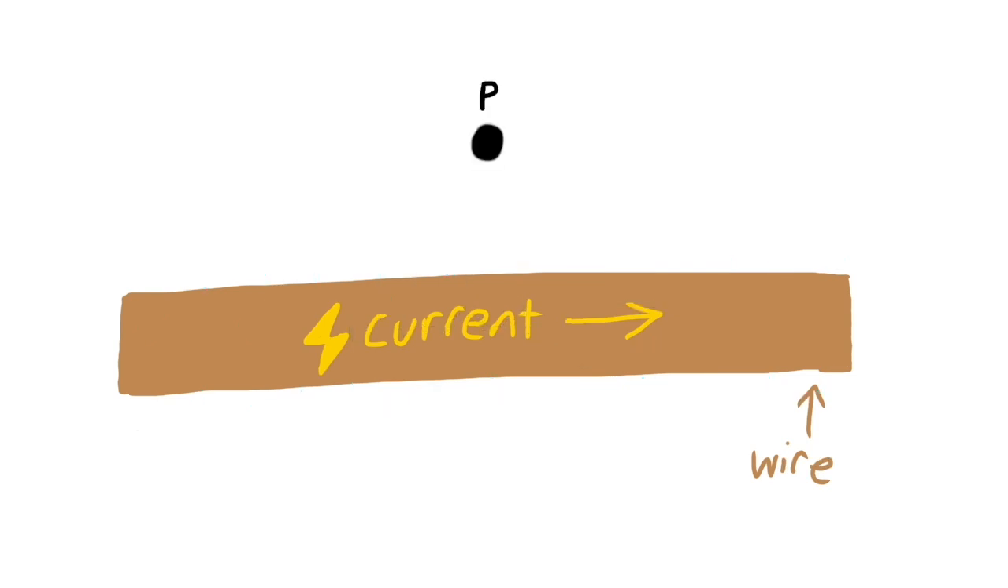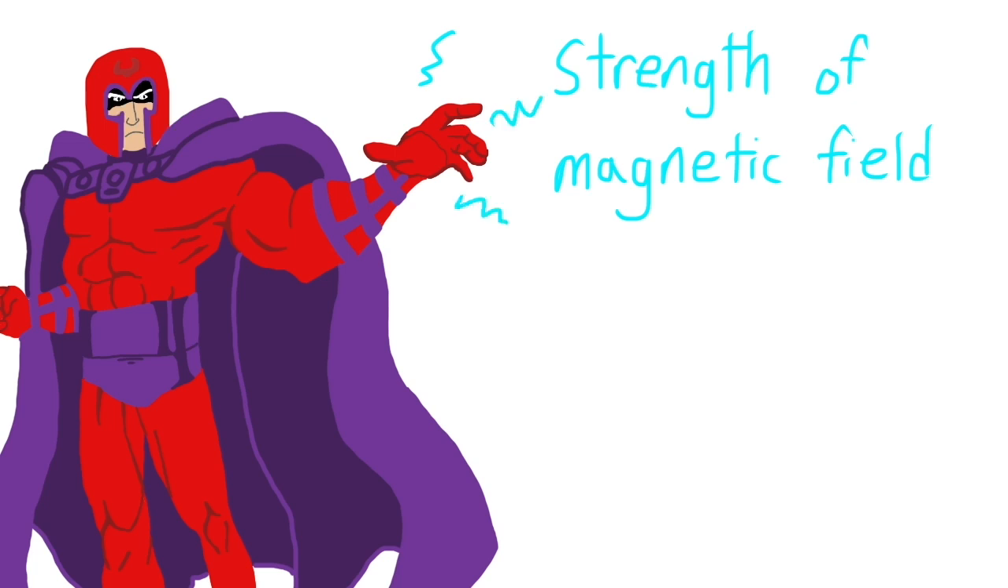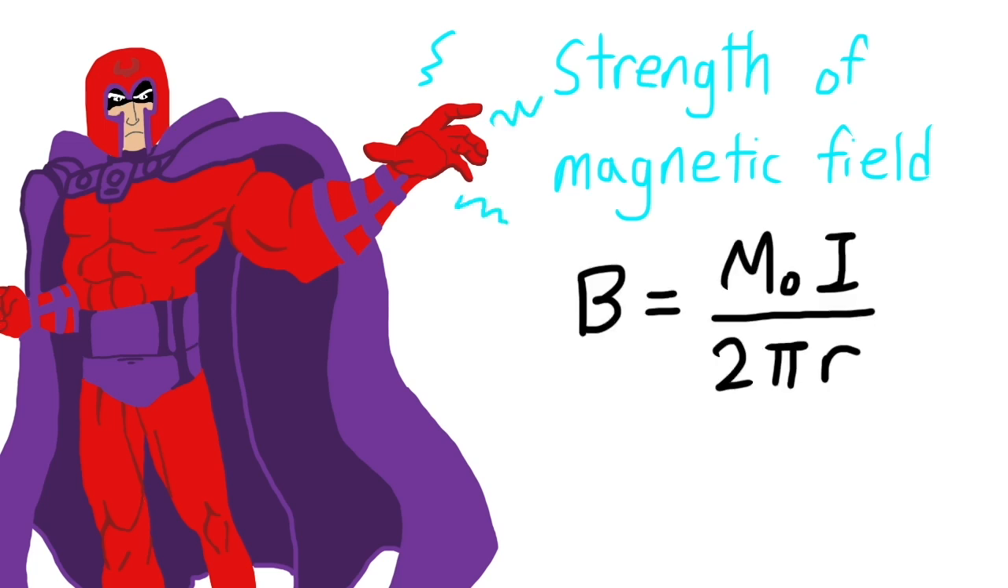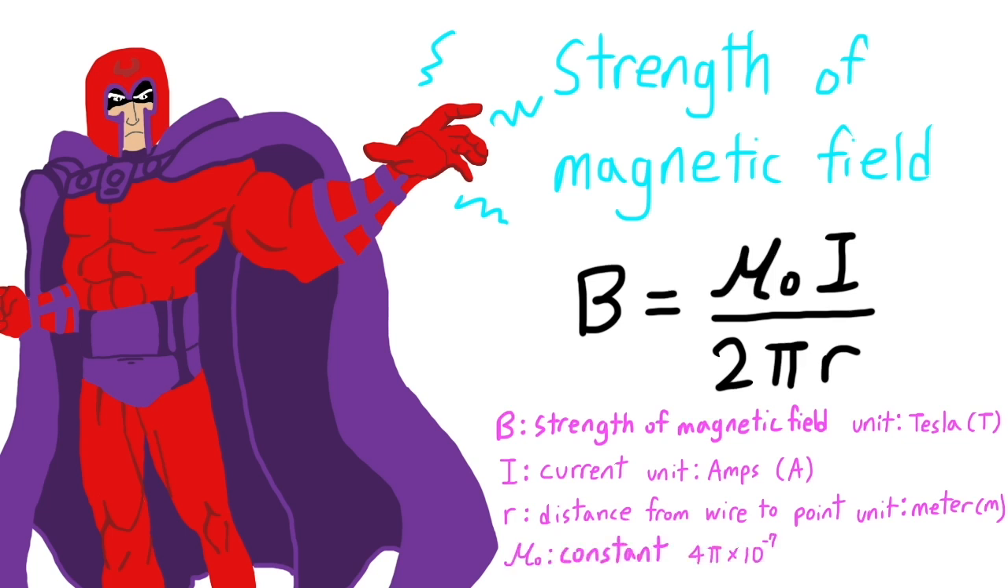So for point P, the direction of the magnetic field will be out of the page, and for point Q, the direction of the magnetic field will be into the page. And those are the symbols that usually represent into the page and out of the page. To calculate the strength of the magnetic field, we can use this equation. B is the strength of the magnetic field in Tesla, I is current in amps, R is the distance from the wire to the point in meters, and the constant is 4 pi times 10 to the negative 7.